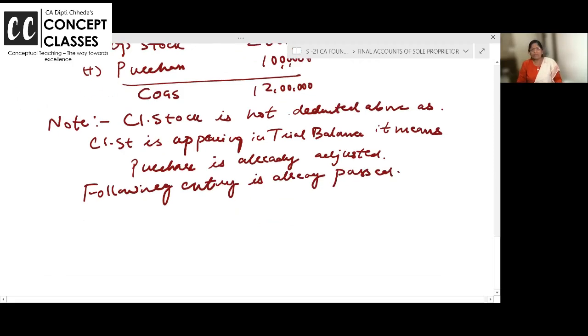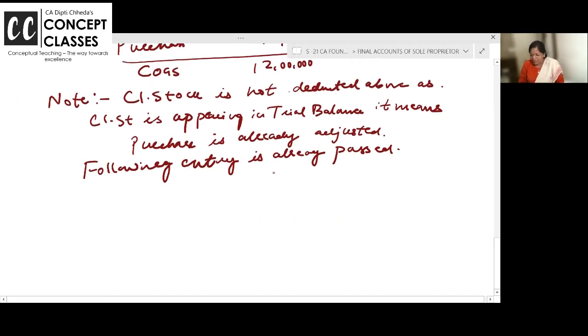I'm not teaching like BCom style 11, 12. This is professional coaching, so you have to read the full concepts. Following entry is already passed. What entry is already passed? Tell me. Closing stock account debit. Take it to the balance sheet asset side.